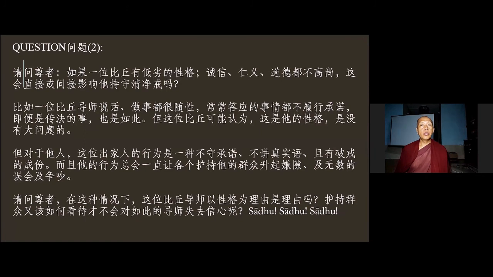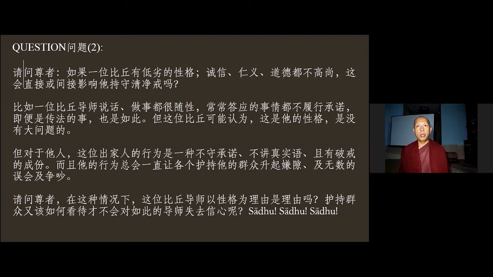And for example, a bhikkhu speaks and acts very casually, carefree, not caring about others, and also not trustworthy. Even though he has promised something, he does not fulfill his promise. Even though he is propagating the Dharma, this bhikkhu is not behaving properly. But he says this is his habitual tendency and it should not be a big problem. The bhikkhu answers in this way.